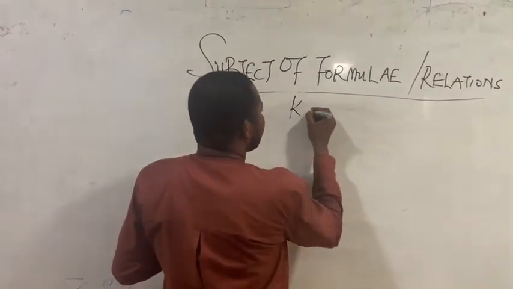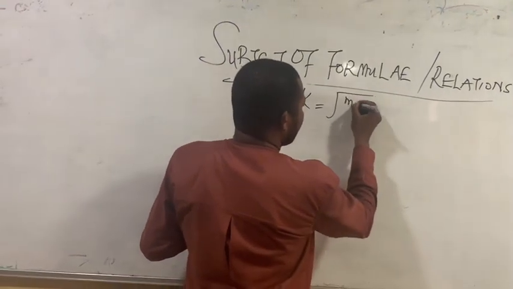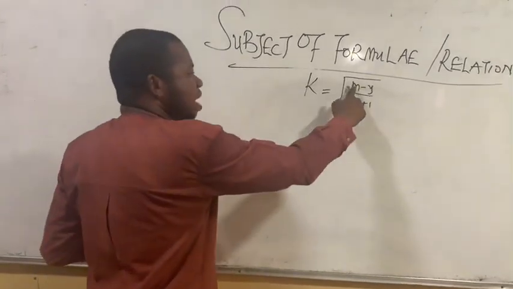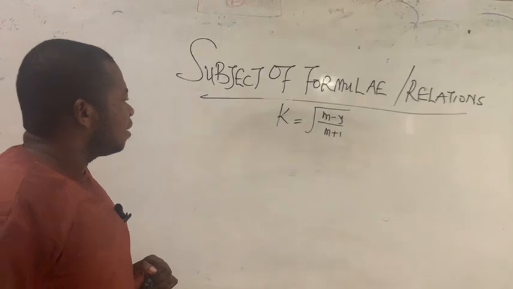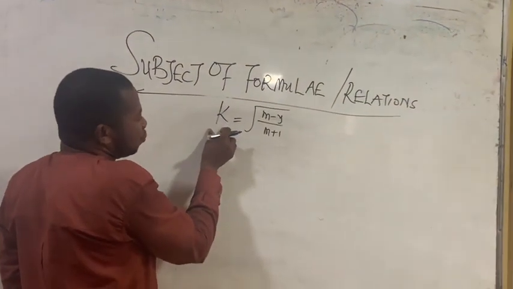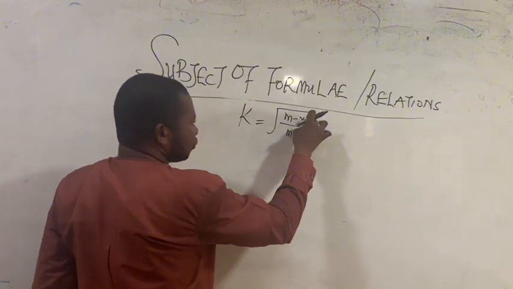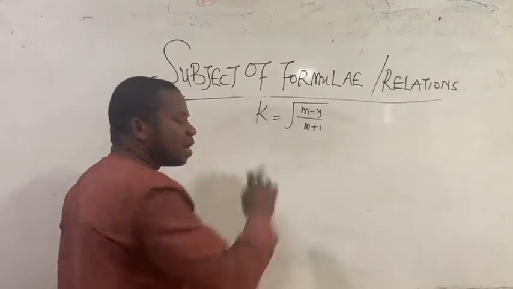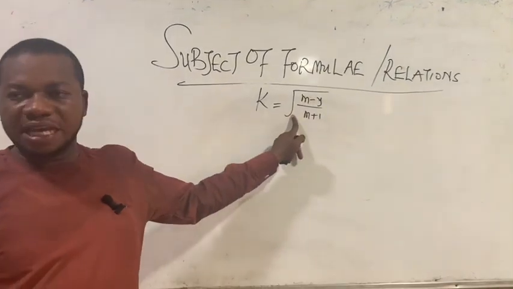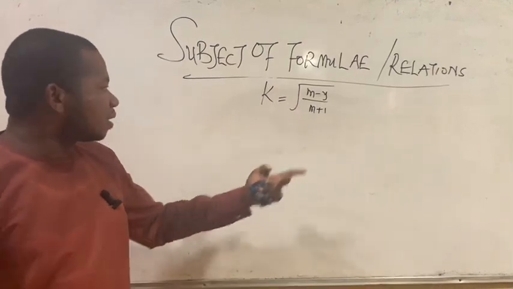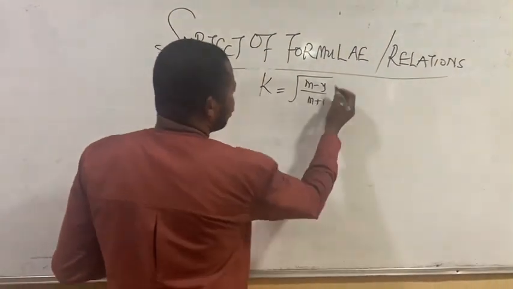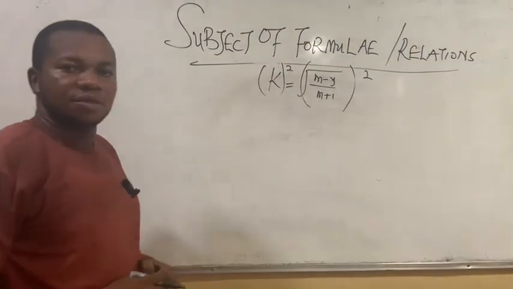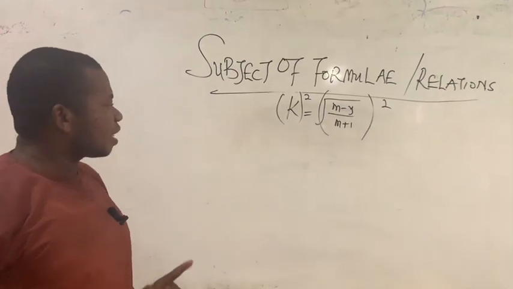We are given that k is equal to root of m minus y all over m plus 1, and we have to make m the subject of formula. Now, this k is standing on its own, and the whole of this expression is being overtaken by this root. So for me to bring out this m, this root has to be eliminated. So how do we go about that? We're going to square both sides of the equation. What we do to this side, we also do to this side.